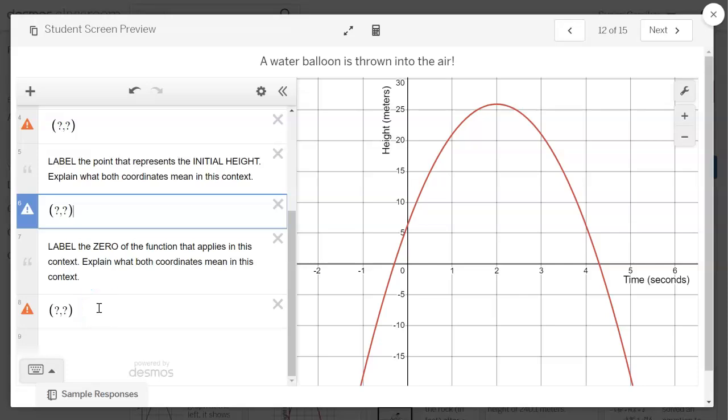And then the final one is labeling the zero of the function that applies in this context. So one of the zeros is in the context, it's within the domain of the function. Since they've already restricted their domain, they probably won't even see the other one, so they won't think about it.